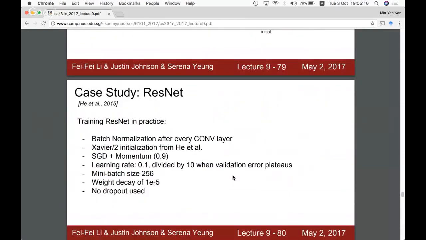For training the ResNet in practice, they use batch normalization after every convolution layer, Xavier initialization, and SGD with momentum, with the learning rate 0.1 divided by 10 when validation error plateaus. Mini-batch size is around 256. Weight decay is 10 to the power minus 5.